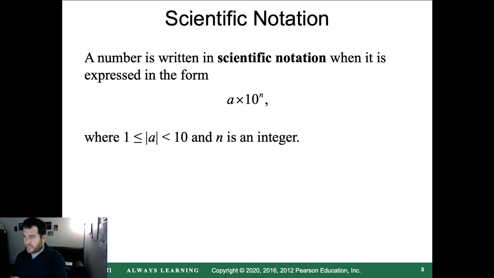So scientific notation, what is the key here? This is kind of what we're talking about. Let me grab my pen here real quick. Sorry. So scientific notation looks like some number times 10 raised to the exponent.